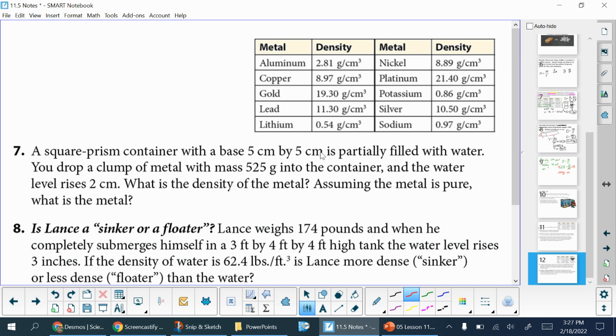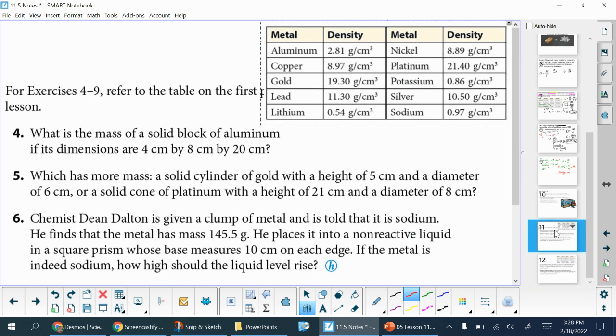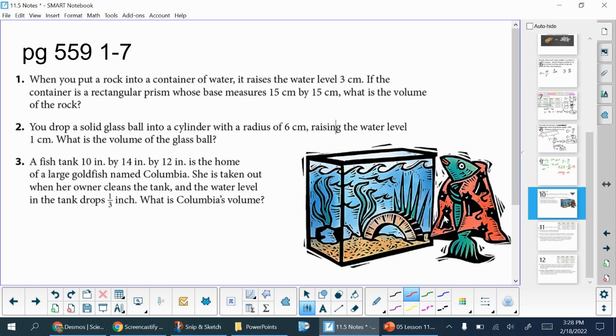And then you're going to do number 7. This one, you get the mass, you find the volume with displacement, you calculate the density, and you look up what the thing is. So very similar there. You're doing 1 through 7. So here's 7. There's 4, 5, 6. And there's 1, 2, 3. They're all right there for you.